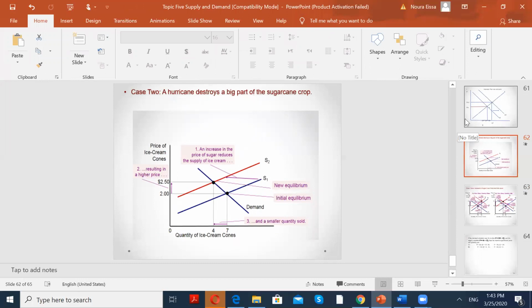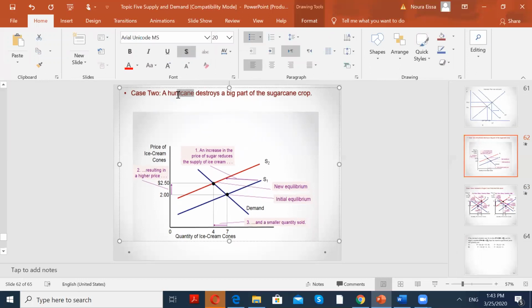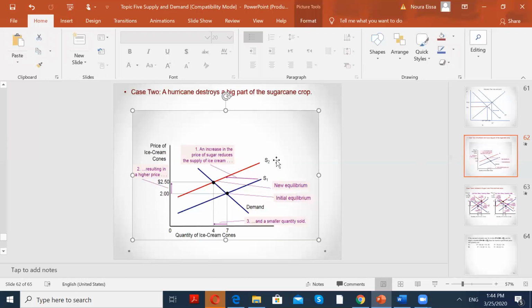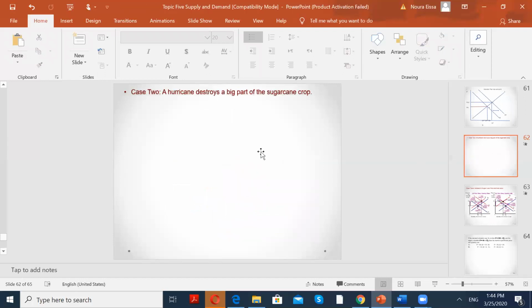Case 2. It says what? You have a hurricane, إعصار, that destroys a big part of the sugar cane crop. الإعصار ده عمل إيه؟ دمر القصب. طيب, what is your first step? Forget about this now. Leave this. This is the answer, yes, but let's do it on our own. Okay, let's just delete this for now. Let's do it on our own. What will you do? We will graph.